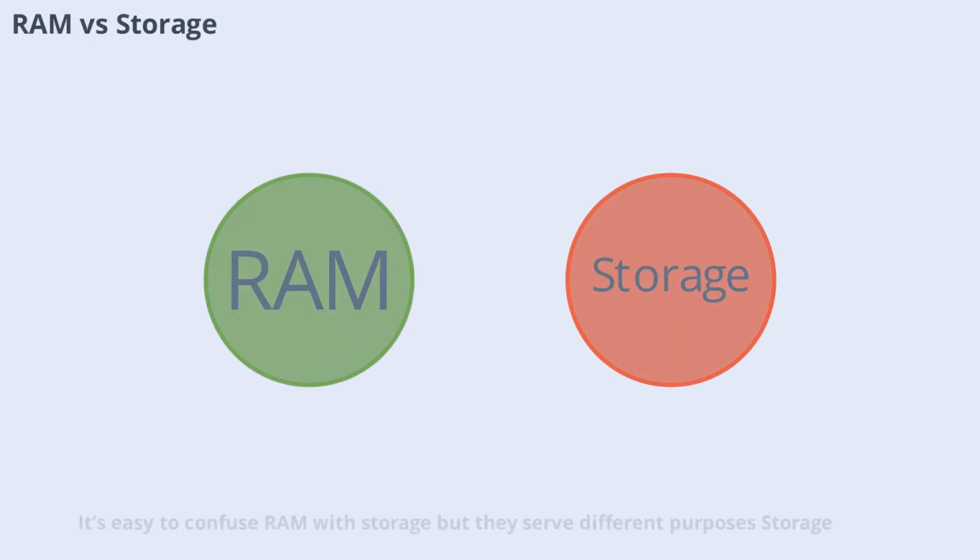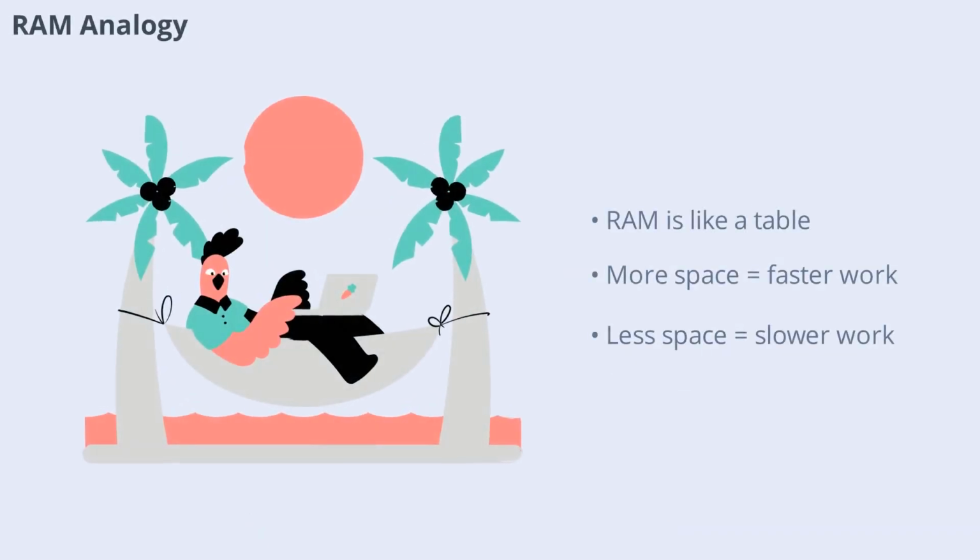It's easy to confuse RAM with storage, but they serve different purposes. Storage, like your hard drive or SSD, keeps files, photos, and games permanently. RAM, on the other hand, is only for temporary data. When you open a game, the important files are loaded from storage into RAM so your device can access them quickly. More RAM means your device can handle more tasks at once, while more storage means you can save more files.